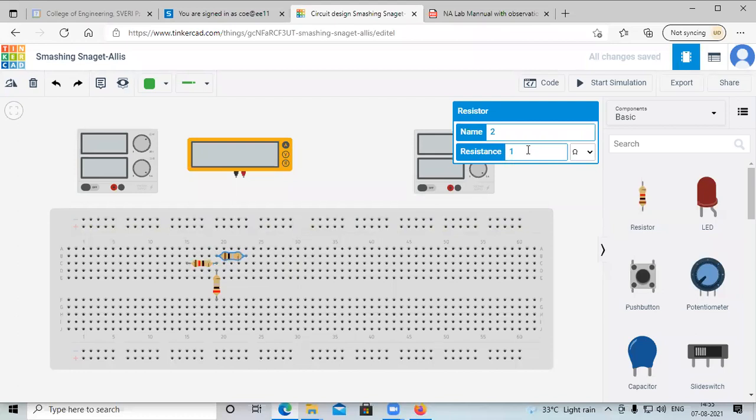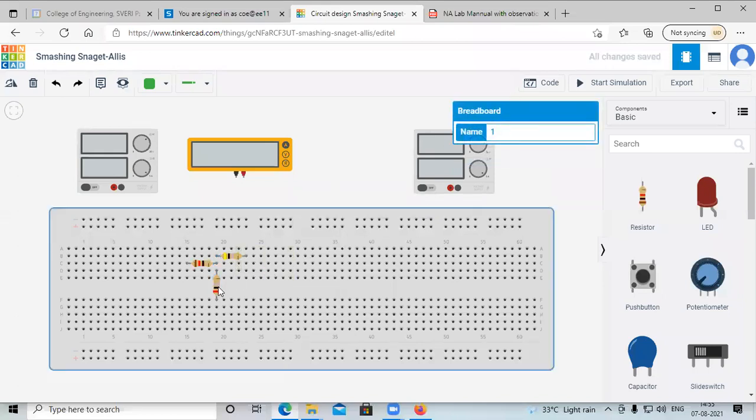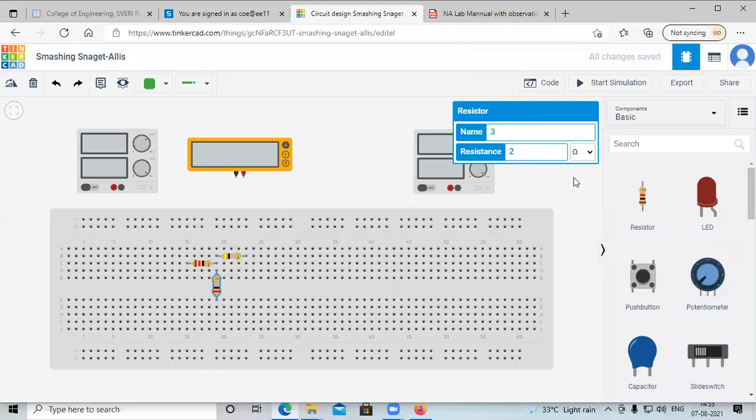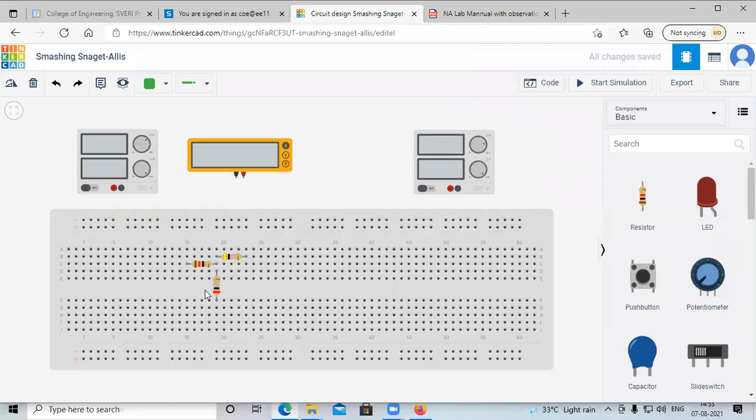Then the second resistor, the value of this resistor is nothing but 4 ohm. Then the third resistor is nothing but 2 ohm. Okay. Now see, do the connection as per our circuit diagram. Do the connection as per the circuit diagram. See, this resistor, I will represent here.